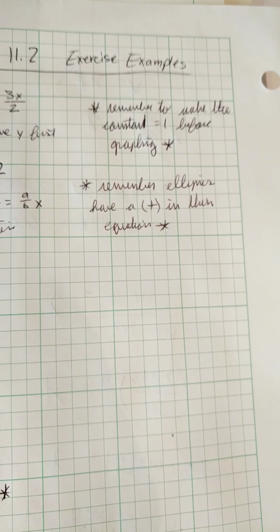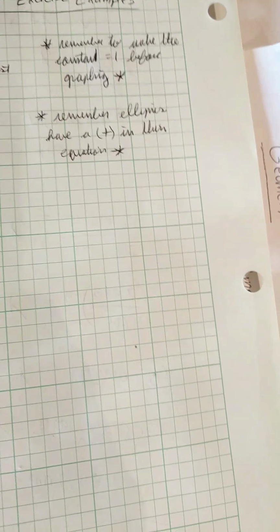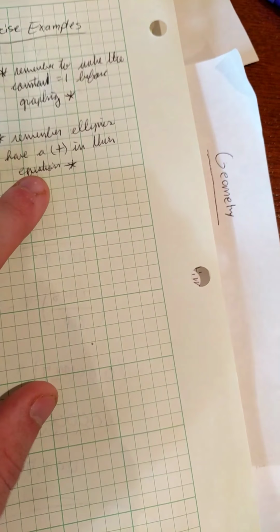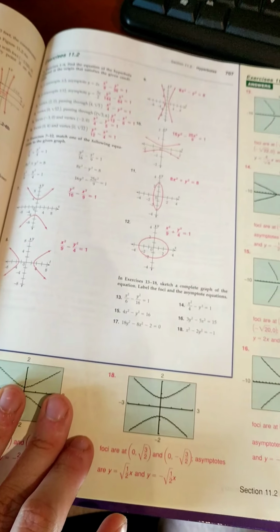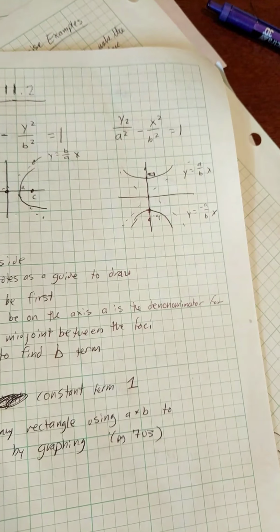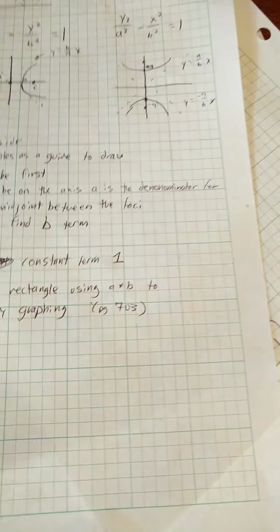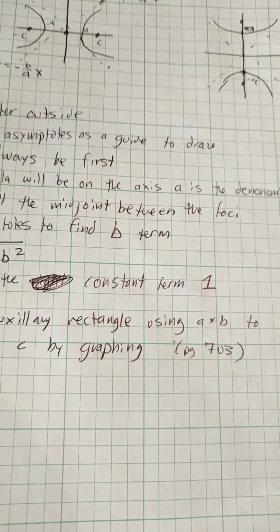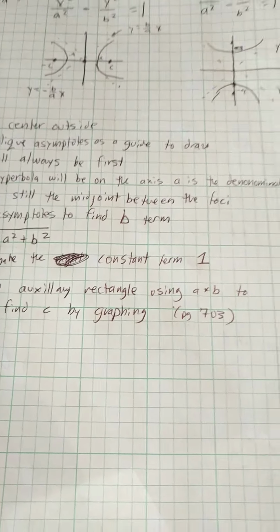So just a couple other things in this section. Remember to make the constant equal to 1 by dividing by whatever you need to. And remember that ellipses, what we learned about last time, will have a plus instead of the minus. You'll need that for some of the matching problems between 7 and 12. There are a couple word problems. I want you guys to try those on your own. It's a bit of a challenge. Look at example 4 in the book. That's on pages 705 and 706.